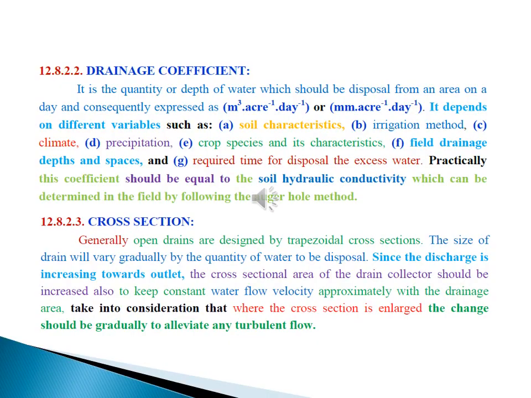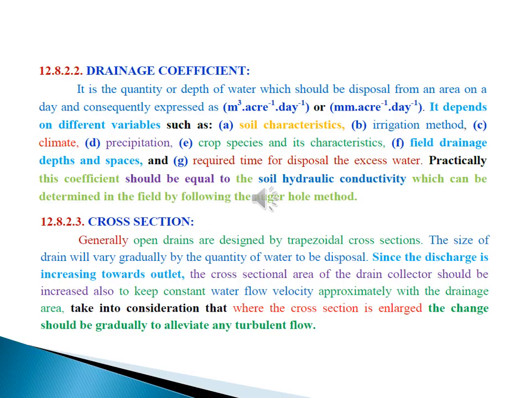Drainage coefficient. Really, it is the quantity or depth of water which should be disposed from an area in a day, and consequently expressed as cubic meter per acre per day or millimeter per acre per day. It depends on different variables such as soil characteristics, irrigation method, climate, precipitation, crop species and its characteristics, field drainage depths and spaces, and required time for disposal of the excess water.